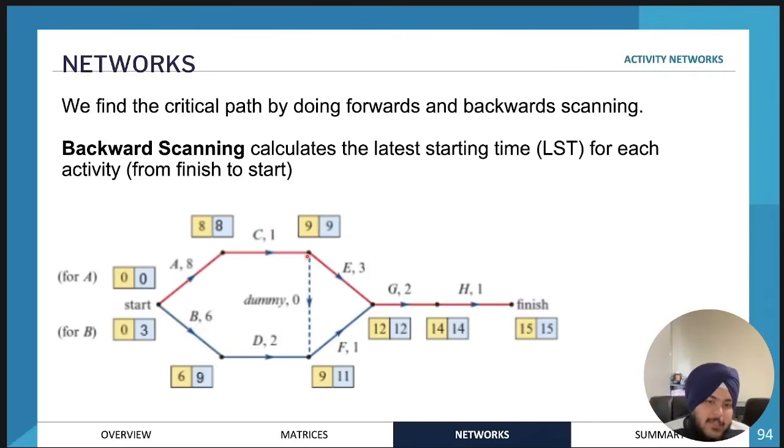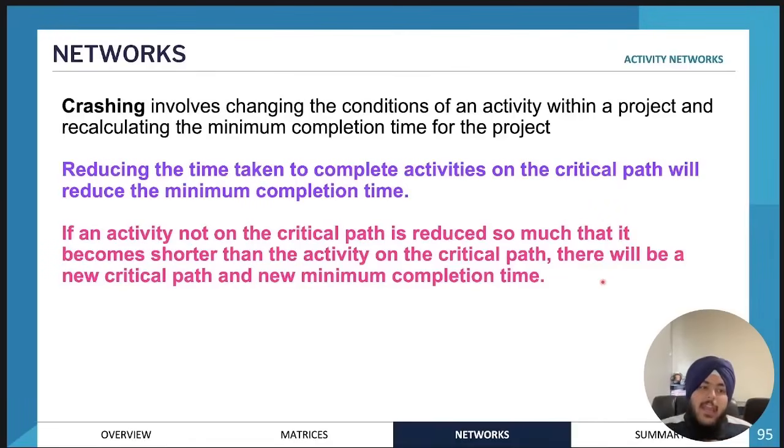critical path analysis. And then the actual critical path is the one in which the latest starting time and the earliest starting time are the same. Essentially, the path where we have no float time, whereas all of these are going to have float time. So these activities are not critical, whereas all of these activities are critical. Okay, and now we move on to crashing.